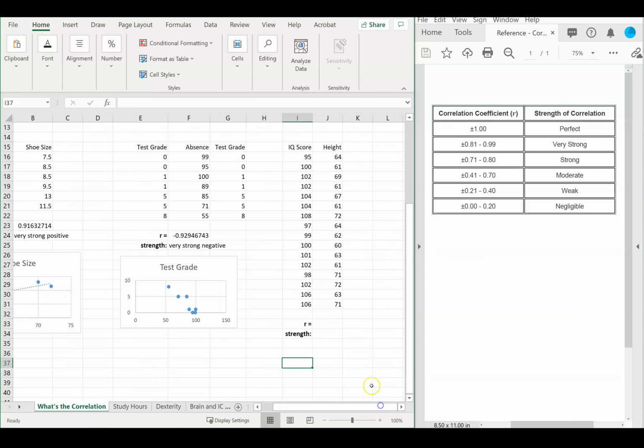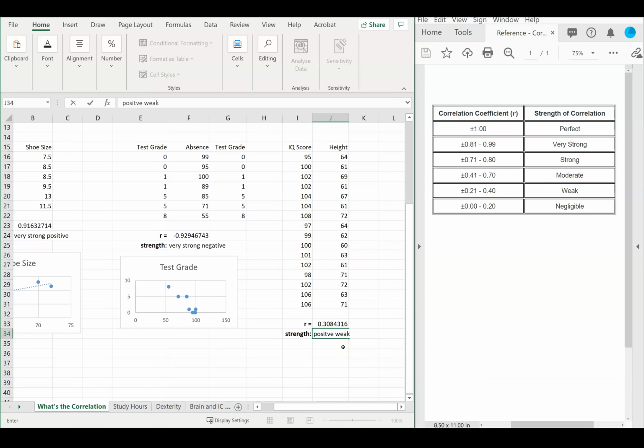Okay, now let's do the last one. IQ score and height. I have a feeling it's hard to say which one's dependent or independent, so I won't even bother to worry about it. I'm just going to figure out if there's a correlation. First column, second column. 0.3. 0.3 is a weak. So a positive weak, or a weak positive. It doesn't really matter which way you say it. I'll say weak positive. And there we go.